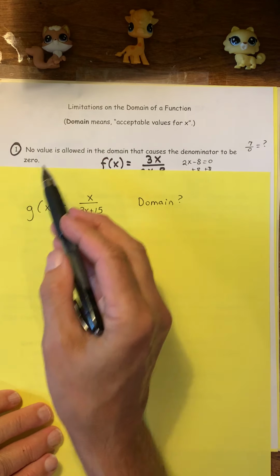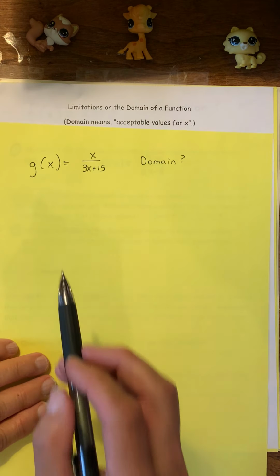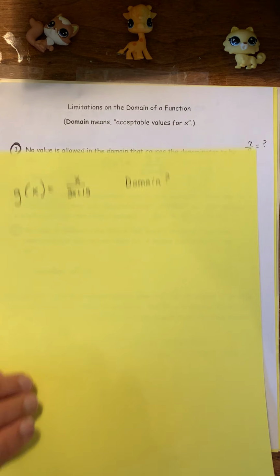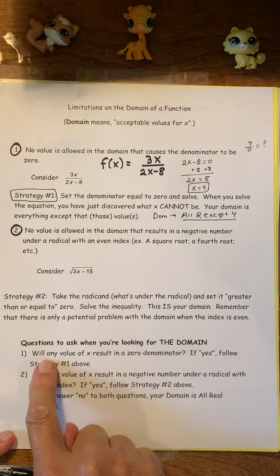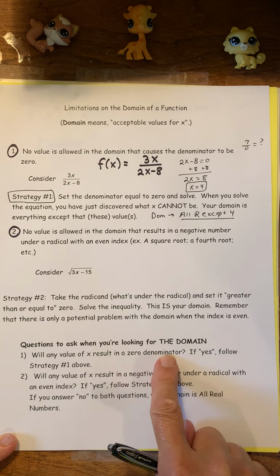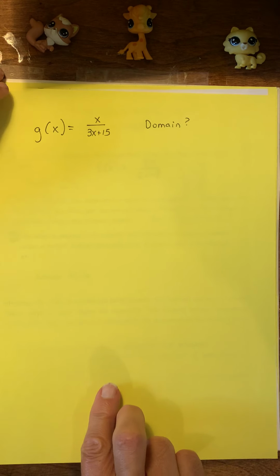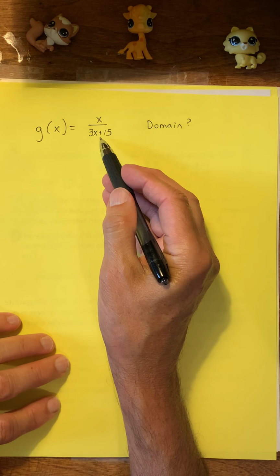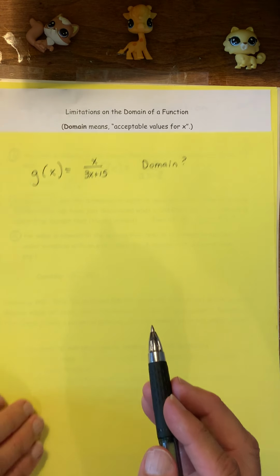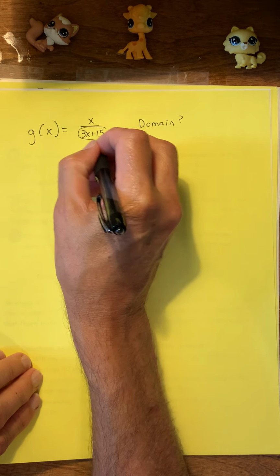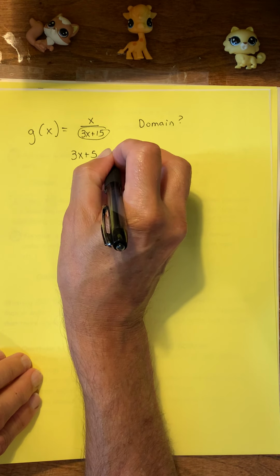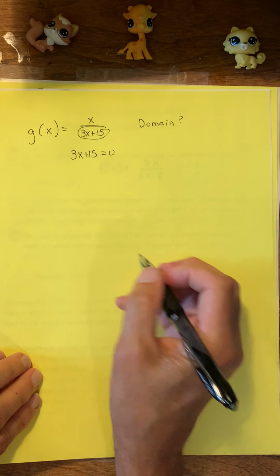two questions. First question, will any value of x result in a 0 denominator? By the way, I put that as a question at the end. Will any value of x result in a 0 denominator? I'm not sure. If you're not sure, go to your strategy. It tells you what to do. Set your denominator equal to 0 and solve.